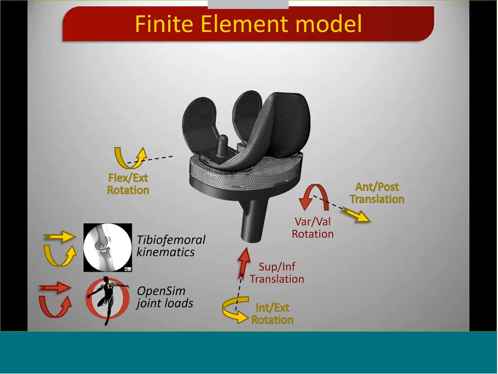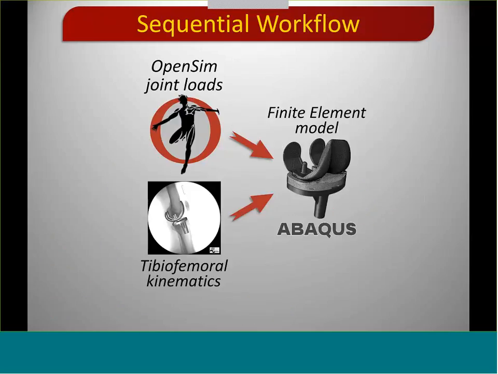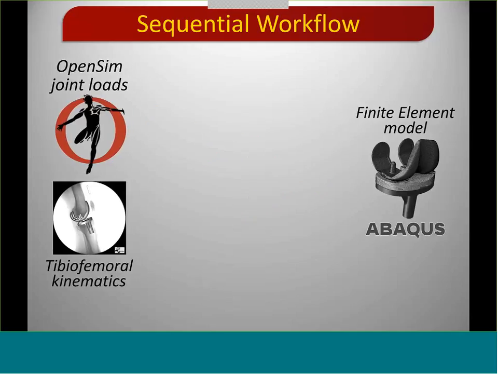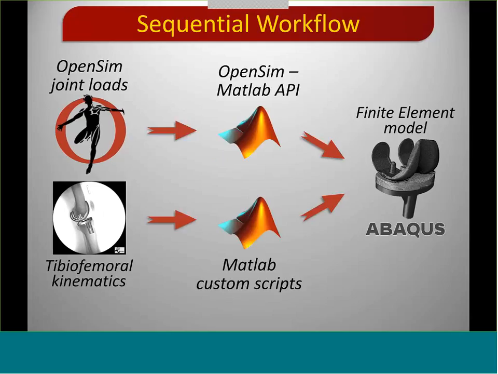Specifically, the flexion extension rotation, internal external rotation, and anterior posterior translation were directly driven in the simulation from kinematic measurements, and the compressive load and the varus valgus contact moment estimated from the OpenSim simulations were applied in those 2 degrees of freedom. So to summarize the method implemented in this sequential approach, results from the OpenSim joint reaction analysis and from fluoroscopy kinematics were used as inputs to a finite element simulation performed in Abaqus. Abaqus is the finite element framework that we use here at the University of Denver. And this interface between the 2 inputs and the finite element simulation consisted of custom MATLAB scripts that also take advantage of the OpenSim MATLAB API.